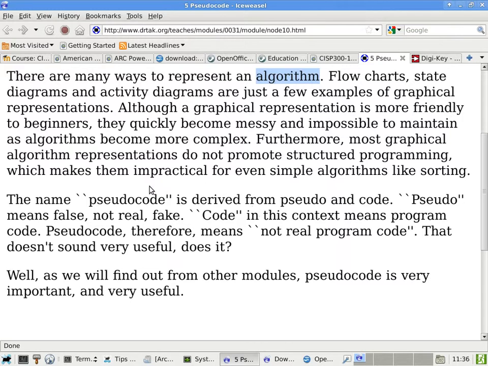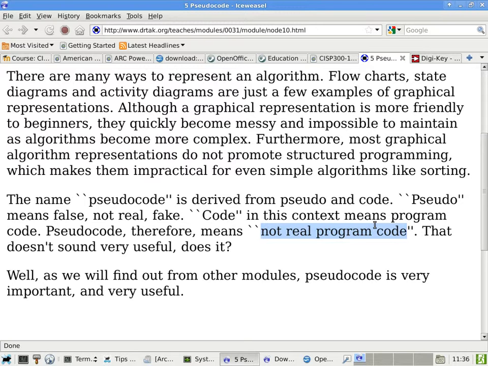And instead we use pseudocode. The name pseudocode comes from two words. The first one is pseudo. What is pseudo? False, not real, fake. And code in this case means program code, program statements. So pseudocode is basically telling you that this is the kind of program that is not real. It cannot be executed by a computer. So what is the whole point of using pseudocode when it cannot be used by a computer?